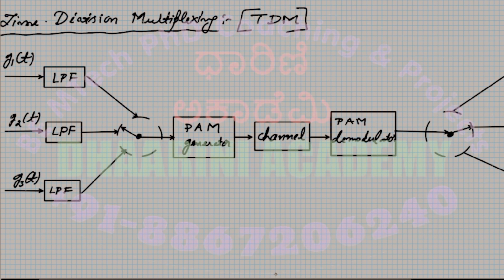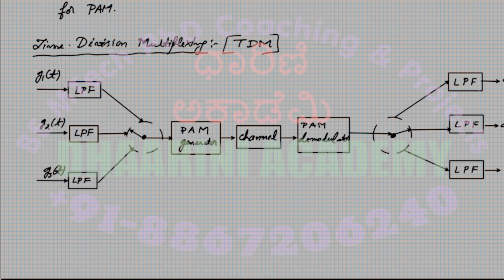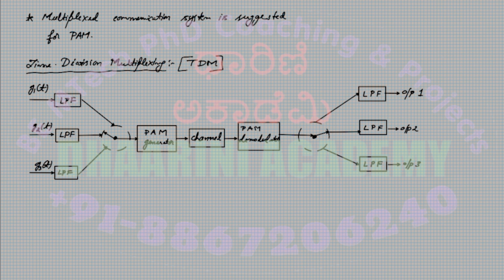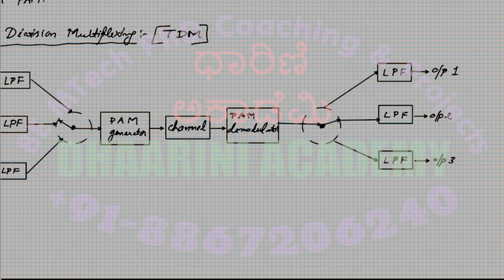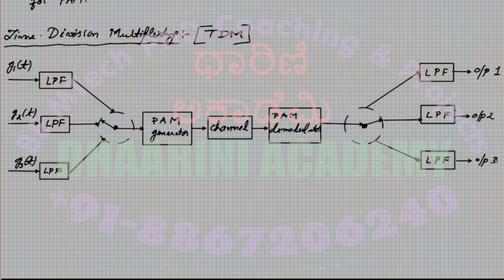Okay, so this is the whole system of time division multiplexing. I'll try to show everything on a single screen. All right. So we can see that 3 messages have been considered. All will pass through this. I'll write the word commutator. So this part is a commutator. I have another commutator over here.